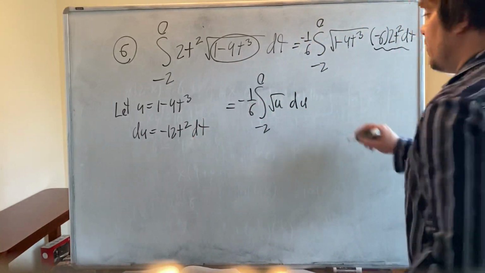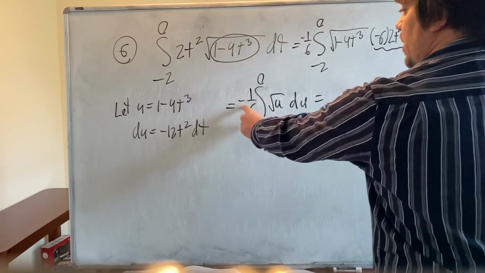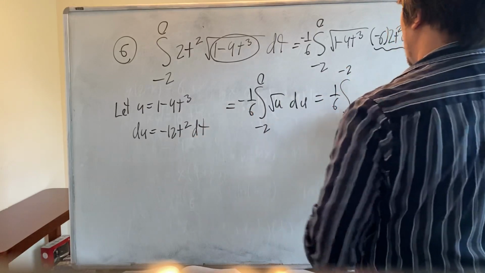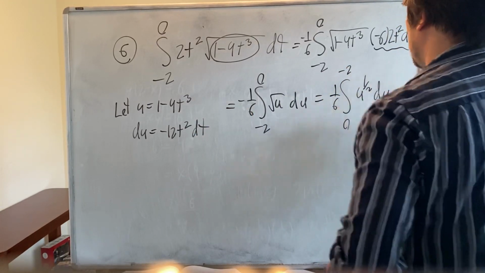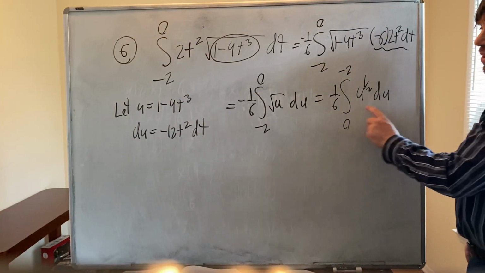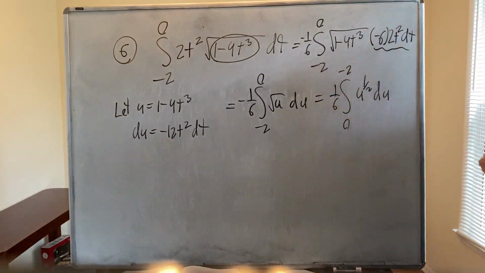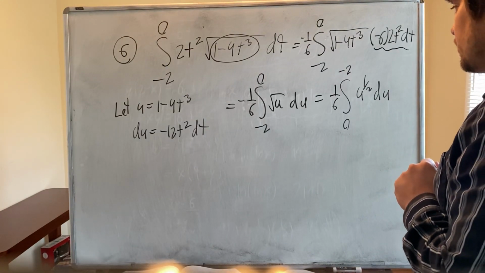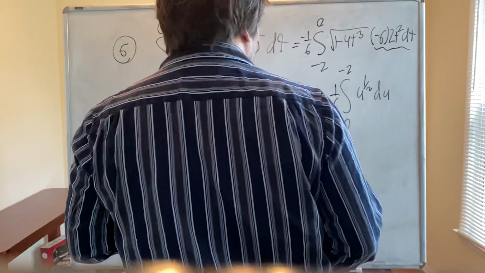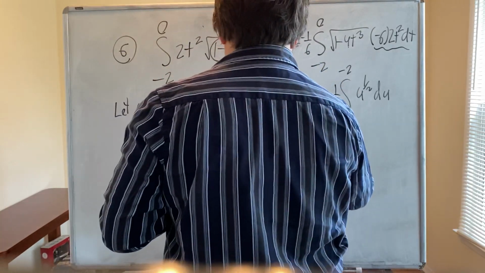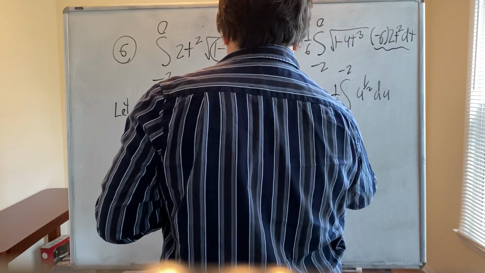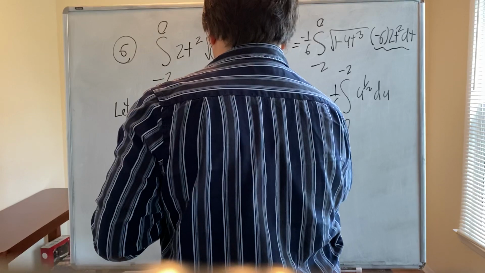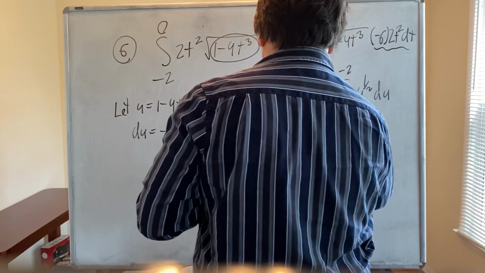Next, I'm going to switch the limits of integration and get rid of the negative sign. This is going to be 1/6 the integral from 0 to -2 of u to the 1/2 du. I just wrote this using an exponent, and I switched these two and made the negative go away. Okay. So now this is equal to an antiderivative of u to the 1/2, which is u to the 3/2 multiplied by 2/3. And then that's times 1/6 and evaluated from 0 to -2.